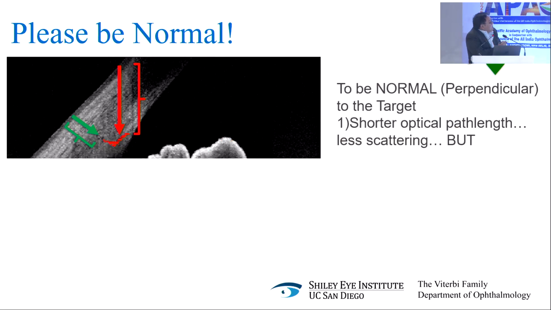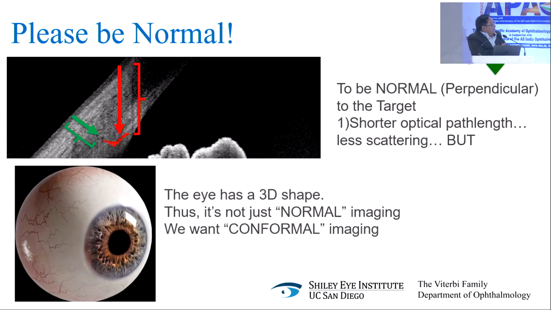The reason why this is important is that, if you think about it, a lot of our anterior segment OCTs are imaging straight down like this, and it becomes oblique to a lot of our target tissues. And essentially you have a longer optical path length as well as scattering. But instead, if you image more perpendicular to the target, you have a shorter distance, less scattering, better image. You know, we say it's normal, but since the eye is actually three-dimensional, we really mean conformal. So it's conformal imaging all the way around.